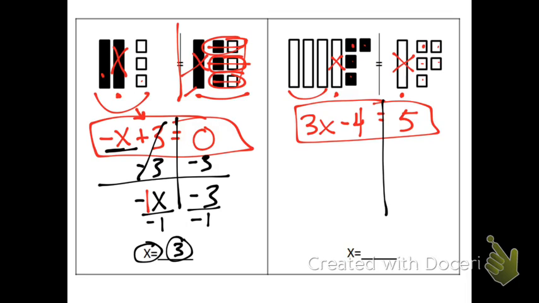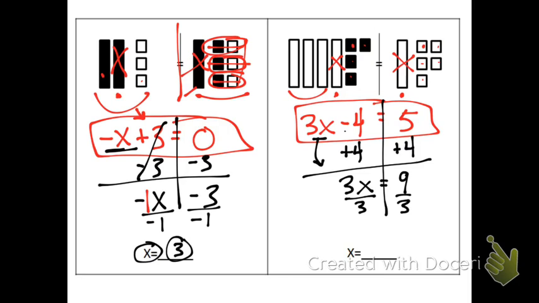First step, I want to get the x's by themselves. I see a minus 4 here, so I'm going to add 4 to both sides. That's going to give me a 9 on the right, and it's going to leave my 3x to come down. Now I know this is a multiplication problem because I have a number right next to a letter, so I'm going to divide both sides by 3, and x is going to equal positive 3.